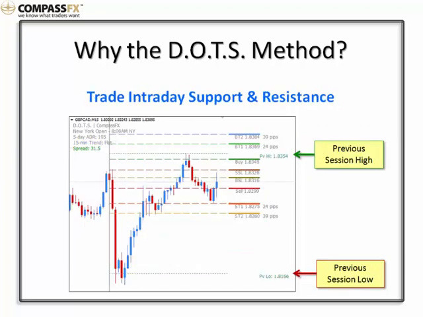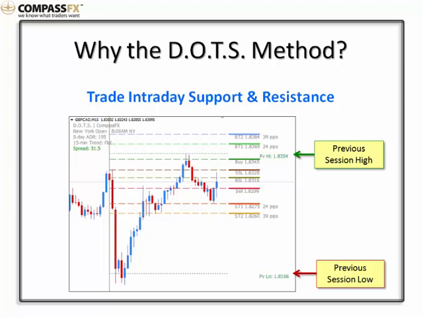Furthermore, DOTS gives you the opportunity to trade intraday support and resistance levels, identifying the previous session high and the previous session low. In this case, you can see that the market literally moved down to the previous session low and then turned around and went right up to and hit the previous session high.